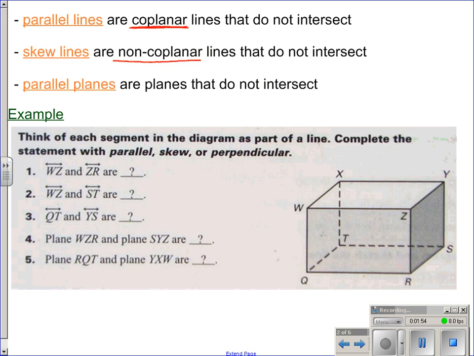So let's take a look at this drawing. It says, think of each segment in the diagram as part of a line. Complete the statement with parallel, skew, or perpendicular. So hit pause to try to answer these.